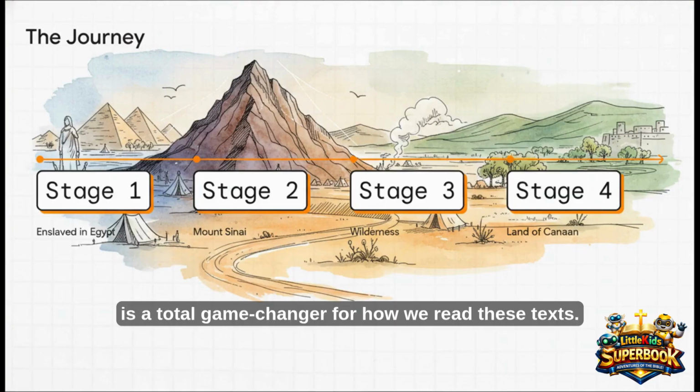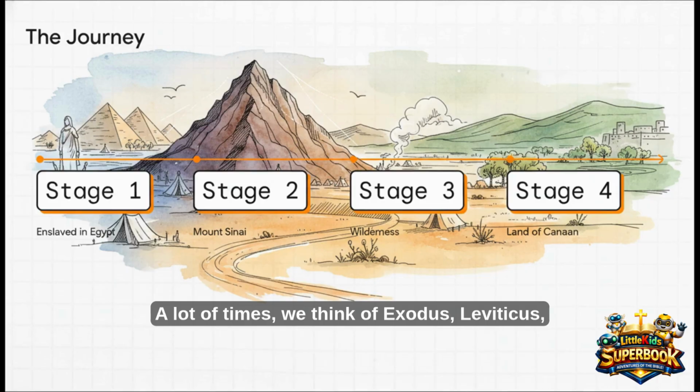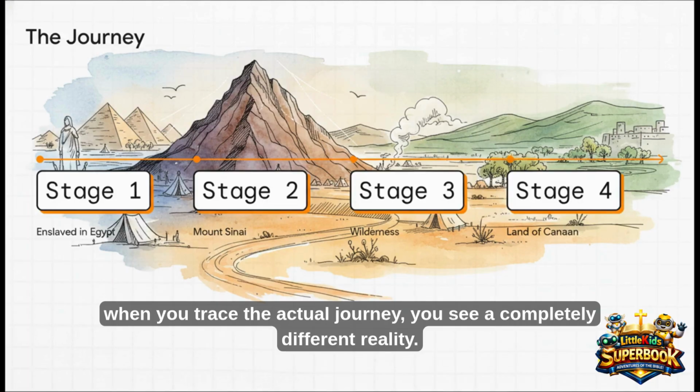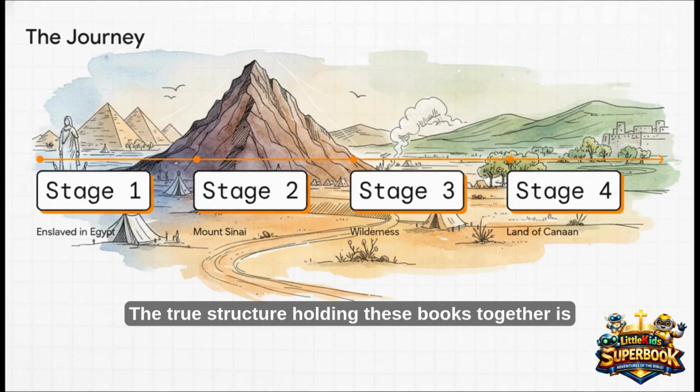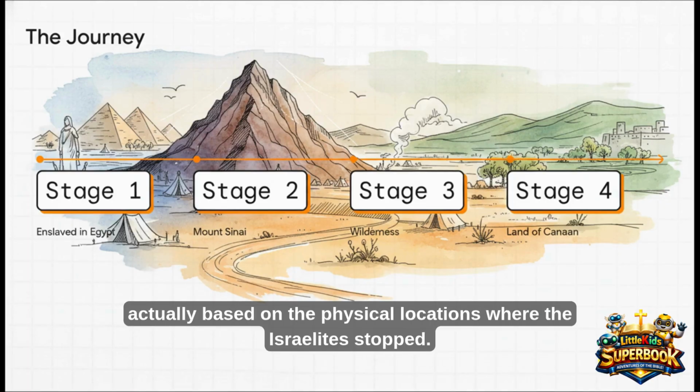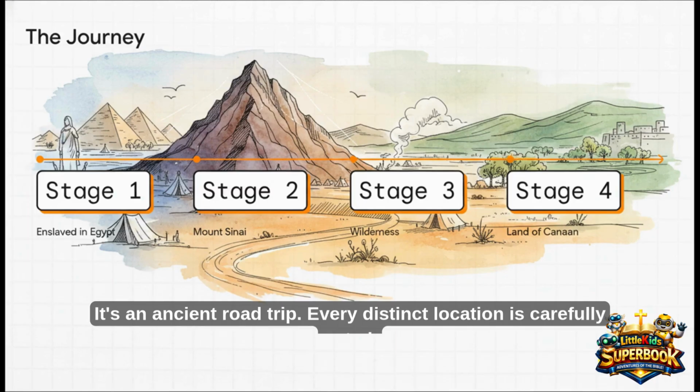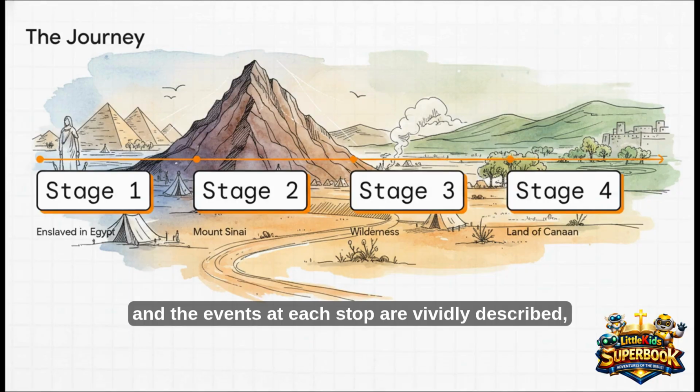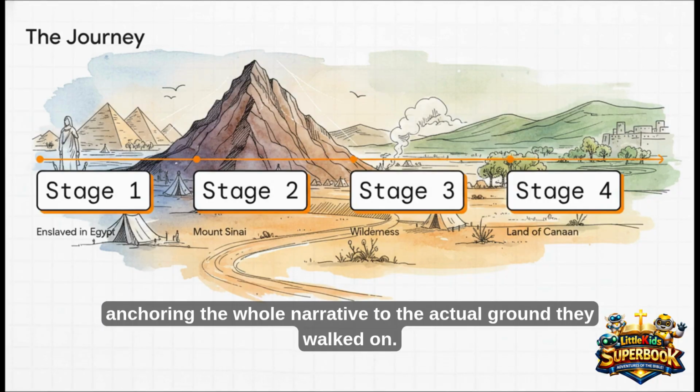Here is a total game changer for how we read these texts. A lot of times we think of Exodus, Leviticus, and Numbers as having sharp, rigid boundaries, kind of like modern chapters in a novel. But when you trace the actual journey, you see a completely different reality. The true structure holding these books together is actually based on the physical locations where the Israelites stopped. It's an ancient road trip. Every distinct location is carefully noted, and the events at each stop are vividly described, anchoring the whole narrative to the actual ground they walked on.